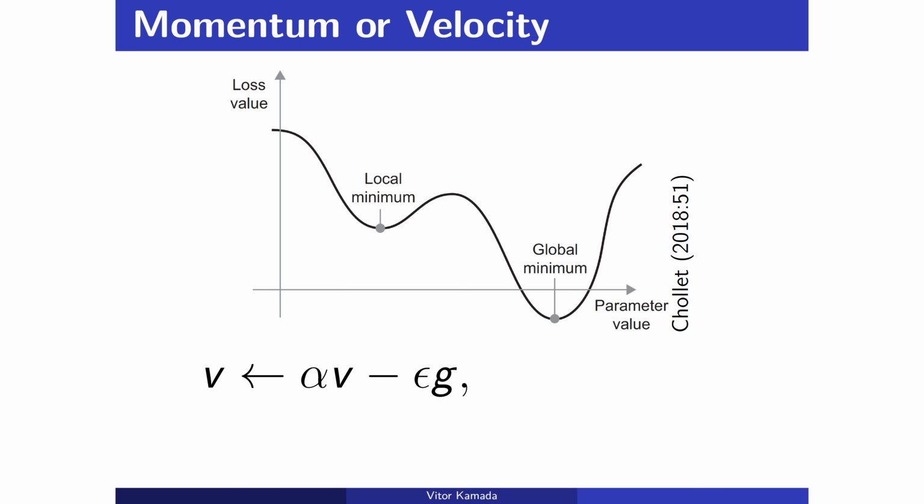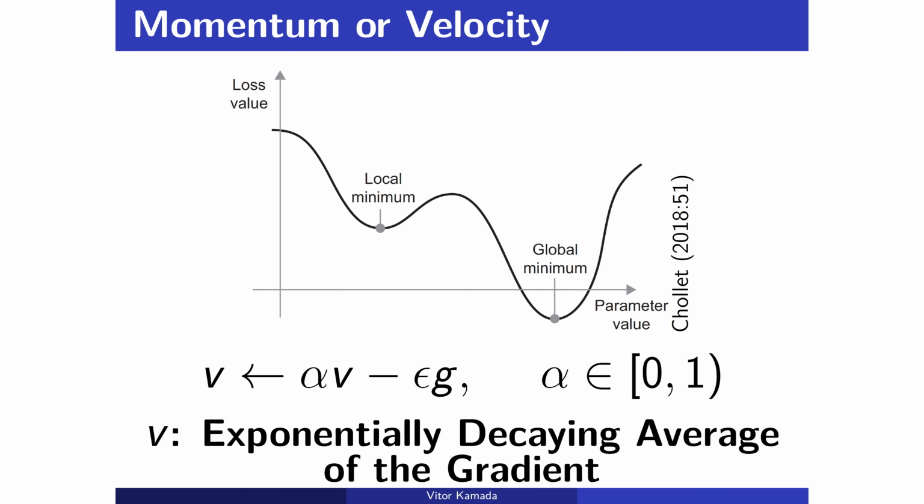See in the equation that the velocity is a function of the past velocity and the previous gradient. Alpha is the weight that you give to the past velocity and varies from 0 to 1. Epsilon is the learning rate that we saw in the previous video. In other words, velocity is the exponentially decaying average of the gradient. Imagine that the gradient is a ball and the velocity gives momentum to this gradient to pass the local minimum and get to the global minimum.